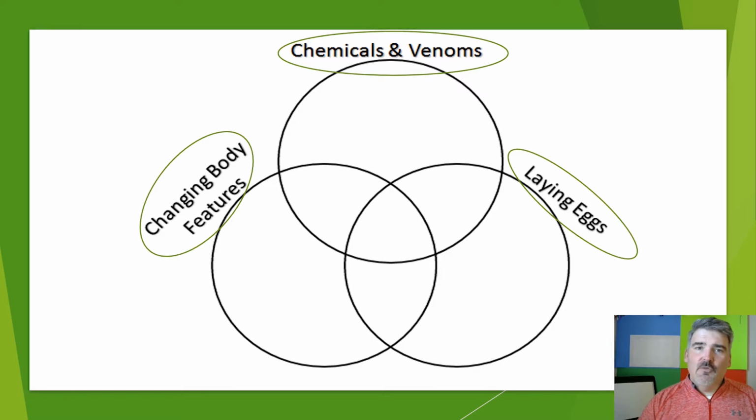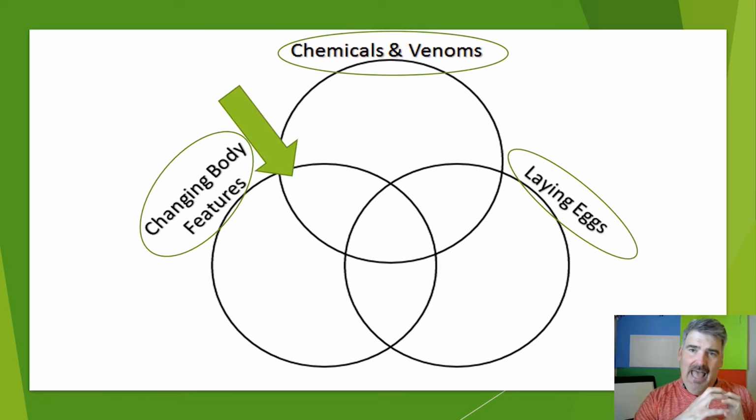As we read about 10 different parasites this week, we're going to be sorting them into the various sections of this Venn diagram. For example, if we read about a parasite that uses venom and it changes the body features, but it doesn't lay eggs, we'll put it in the upper left section where the circles overlap to show it's in the chemicals and venoms and changing body features, but it's not in the laying egg circle. If we read about a parasite that changes body features, uses chemicals or venoms, and lays eggs, we'd write its name in the very center. You get the point. You know how to use Venn diagrams.